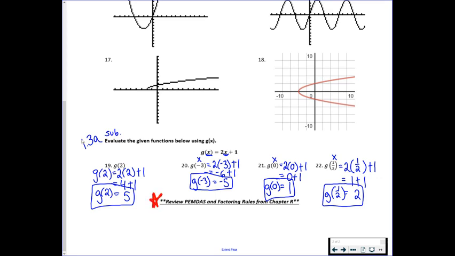Just a side note, you will also need to review PEMDAS and factoring rules from Chapter R, because you're going to have 3 review questions from factoring that will be on your test on Wednesday. So I would recommend going back through those factoring rules, making sure you remember them well. I also posted another review activity for factoring, and I'll create a separate video for that one.